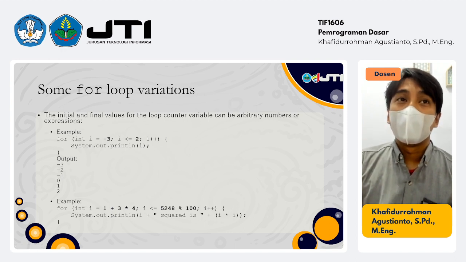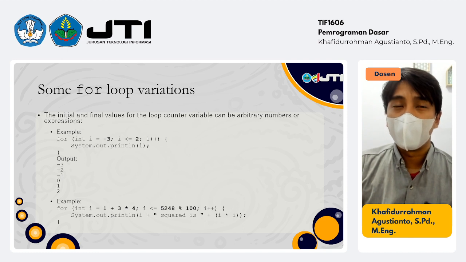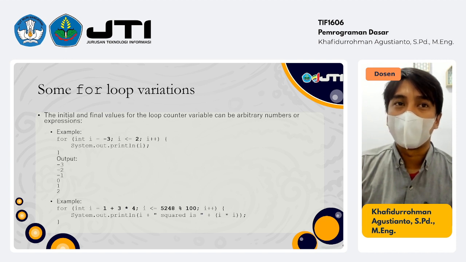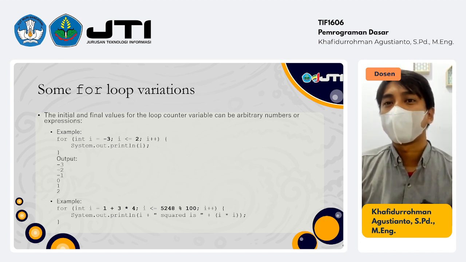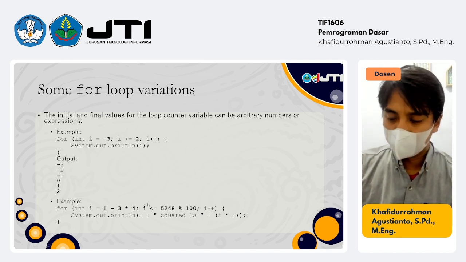Okay, loop variations. The sample is in the chapter: for int e = -3; e <= 2; e++, System.out.println(e). The output is -3, -2, -1, 0, 1, and also 2. Then this is another example.